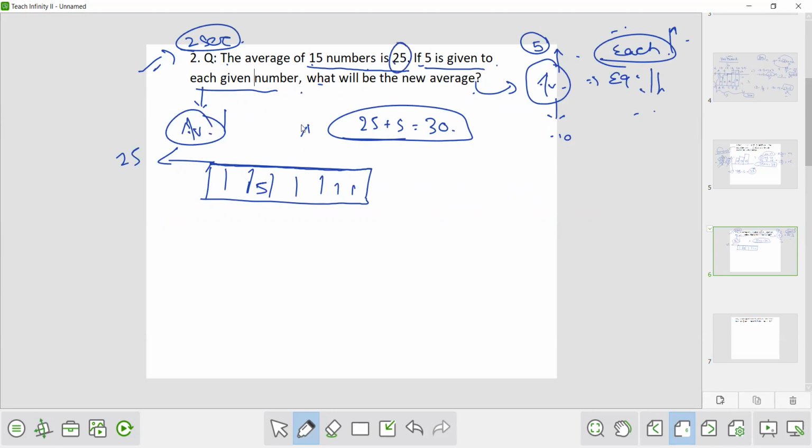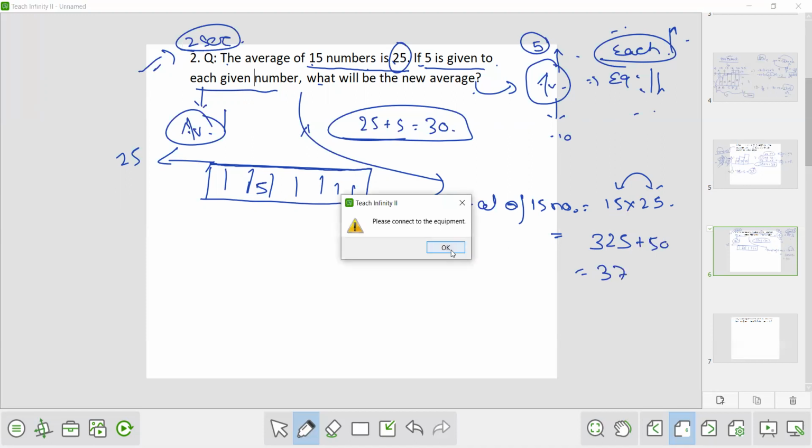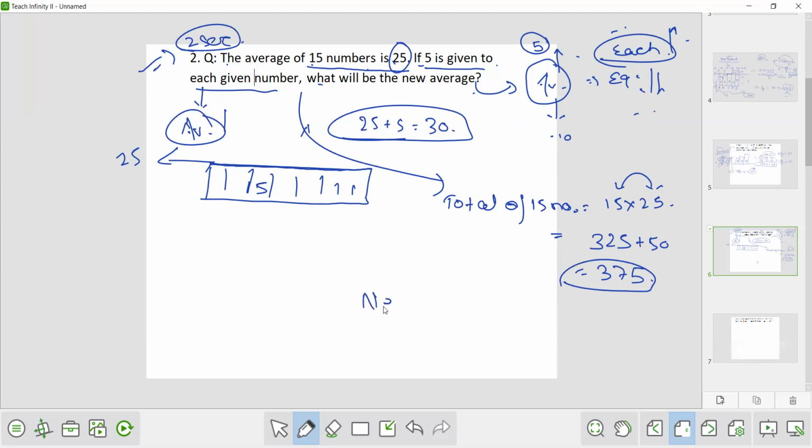By the conventional method, how will you do it? Total of 15 numbers, that is 15 into 25. Now how to multiply 15 into 25? I have already explained in the basic calculation: 5 into 5 is 25, and 2 plus 1 is 3. So 325, 3 into 1, 325, and 50, that is 375. Now, new total.